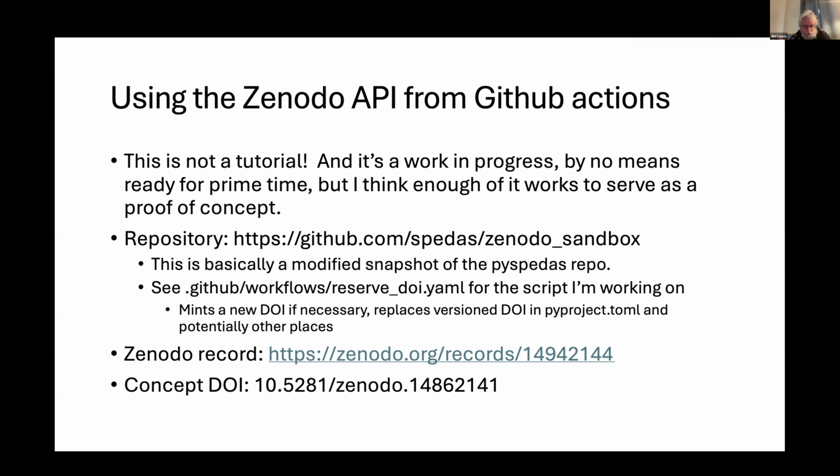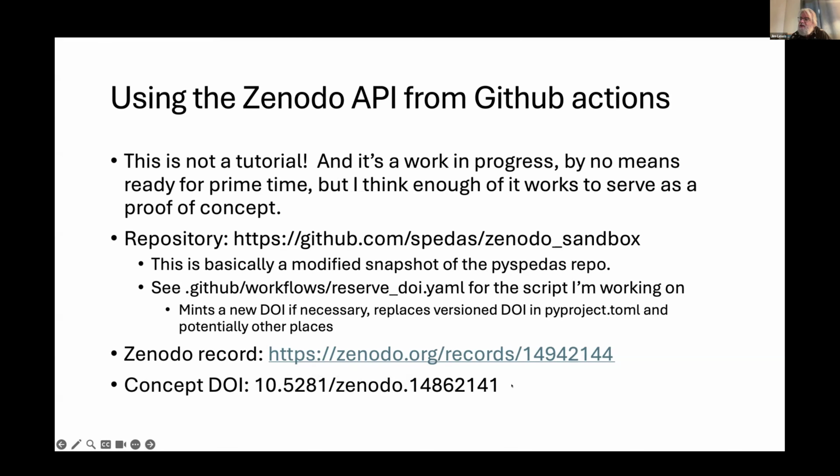And so what I could do is mint a new DOI if necessary, and it can detect if a draft has already been created. And then I have some code in there to actually replace that DOI in at least pyproject.toml, and potentially if there are other places where that needs to be merged into your release files, that's where it would go. There is a Zenodo record for this experiment, which is live and has a concept DOI.